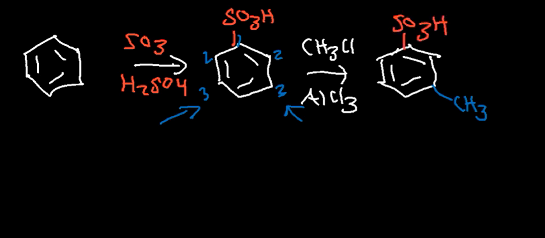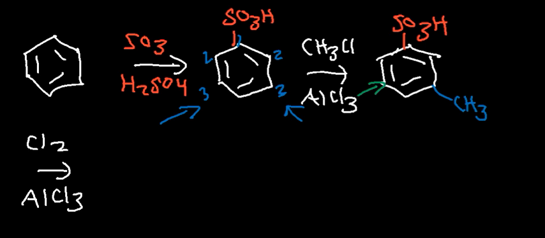Now let's say we continued, and let's say we choose to add chlorine with AlCl3. Where is the chlorine going to go? So let's look at the SO3H group. It's a meta director, so it can only direct the chlorine to this position. Now the CH3 group is an ortho-para director.